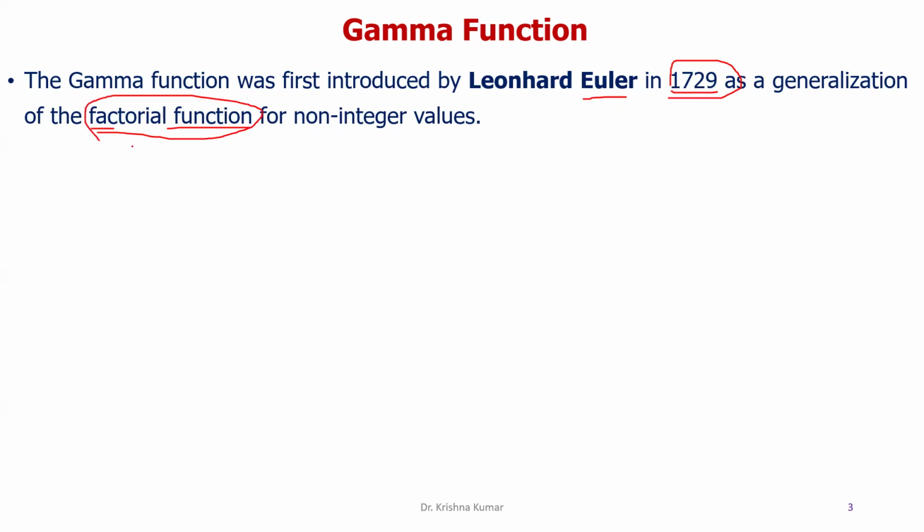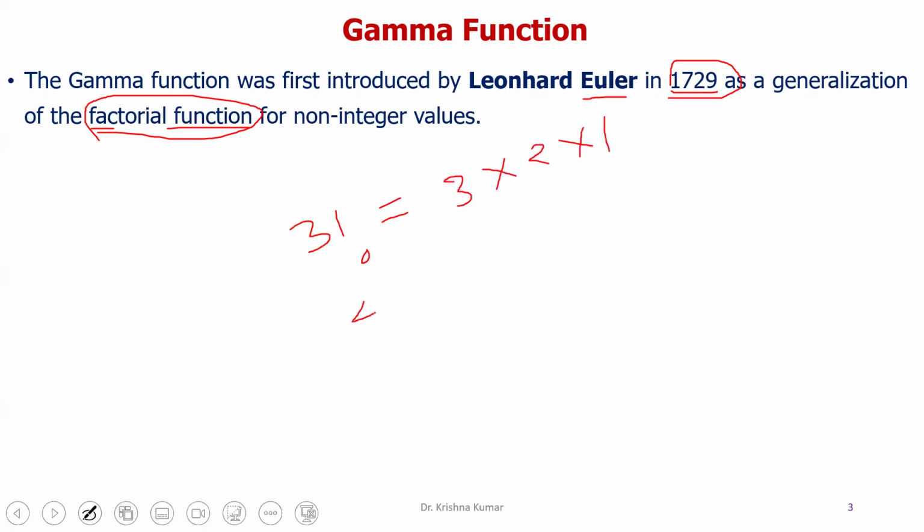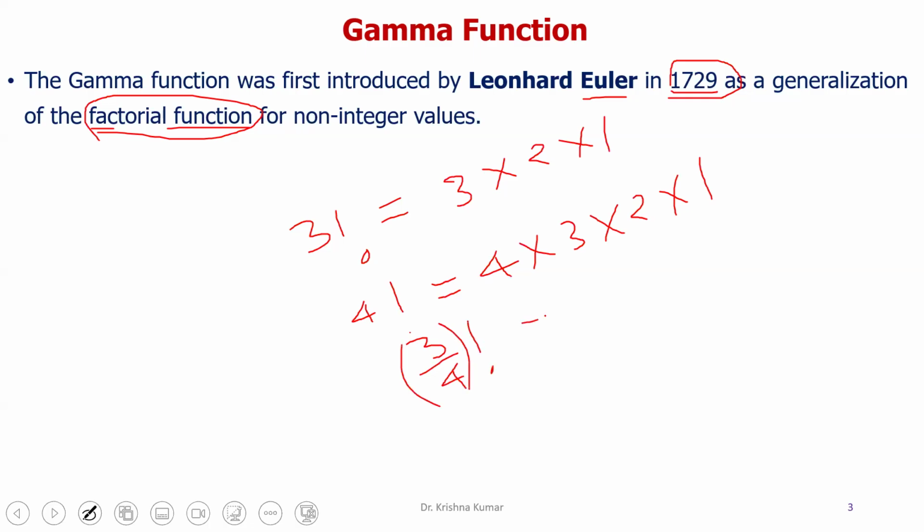What does it mean? Suppose we have factorial of 3, we know its value: it is 3 into 2 into 1. If we have factorial 4, we also know its value, 4 into 3 into 2 into 1. But if we are given factorial of 3 by 4, what is the value of this? Definitely we are not able to find the value of factorial 3 by 4 using the factorial function. So this factorial can be given in terms of the gamma function, which was introduced by Euler.